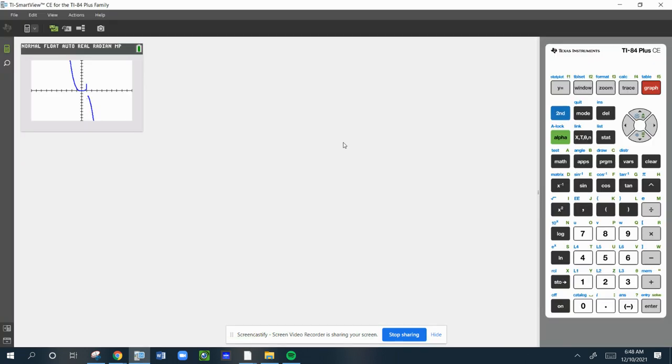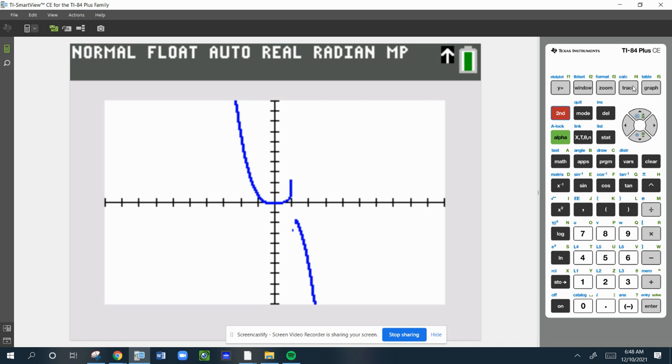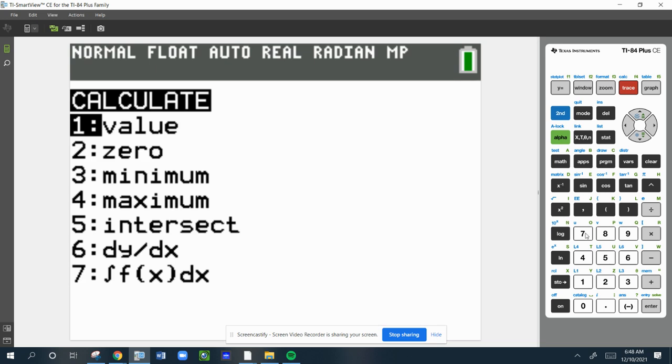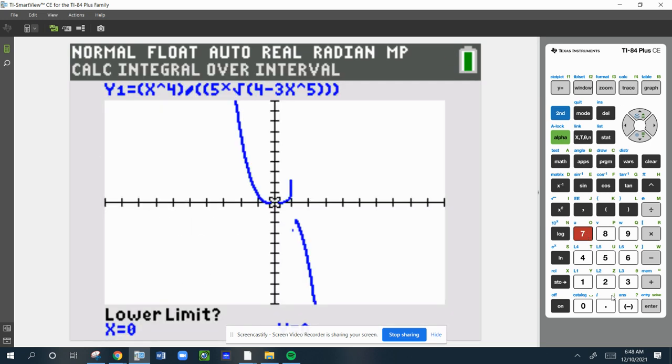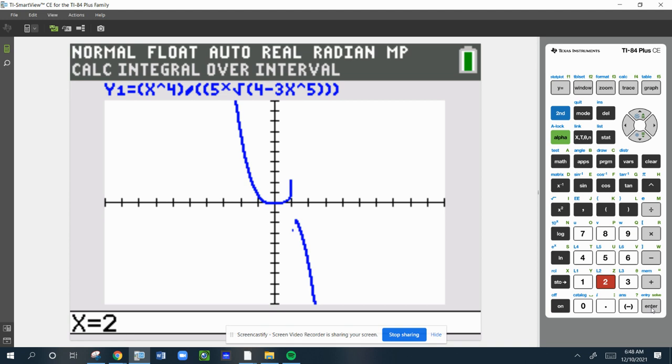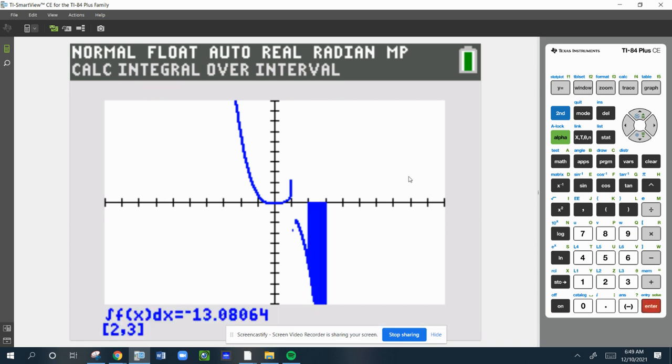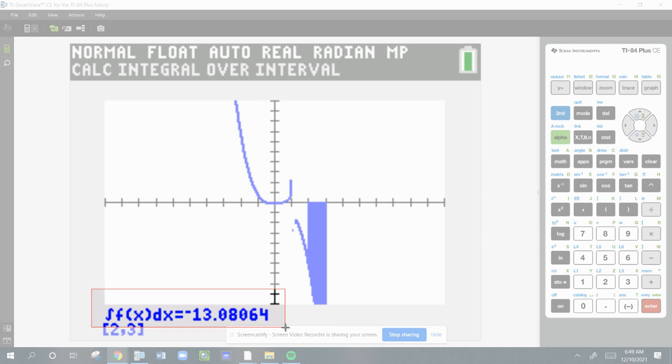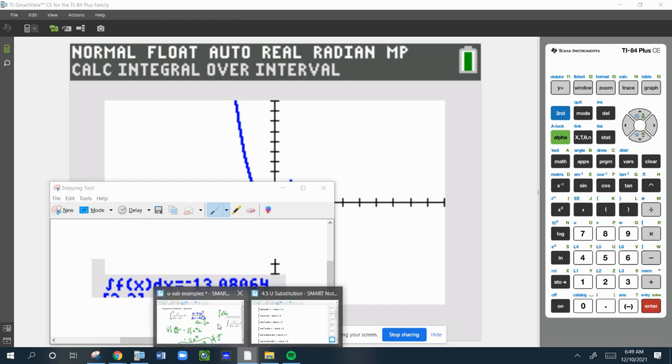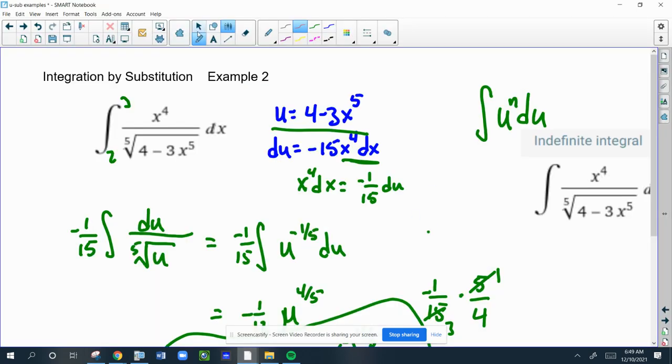Second calc, 7 for integrate from 2 to 3. And that gets me negative 13.0864. So this is the answer I'm shooting for.